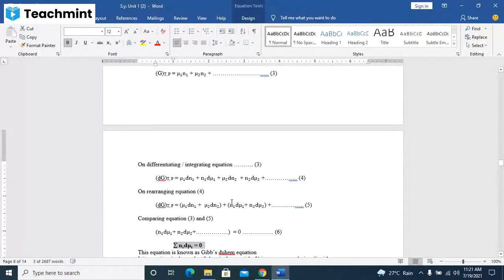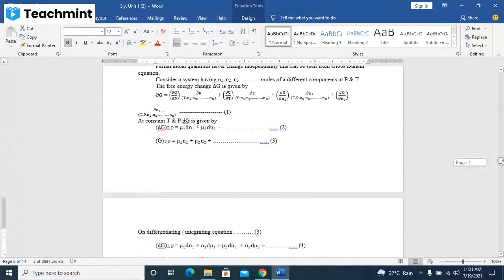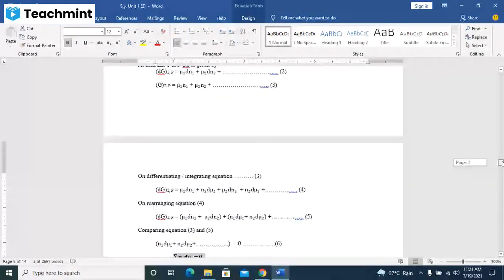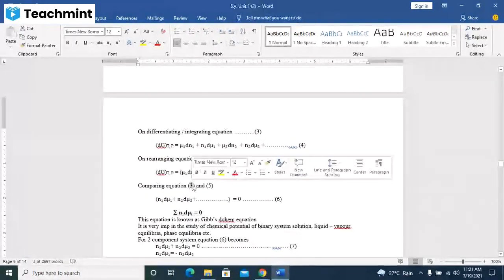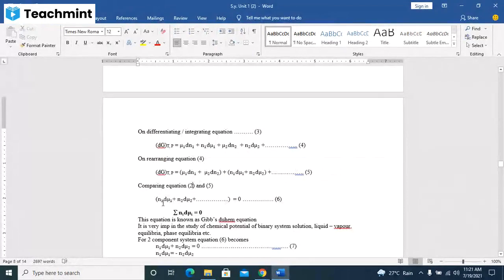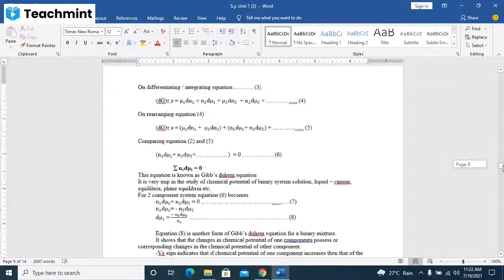Now you have to compare 3 and 5. After comparing 3 and 5, you can see the similar terms will get cancelled. Then compare with equation number 2. Comparing equations 2 and 5 you will get N1 d mu1 plus N2 d mu2 plus so on equals 0. That is, summation Ni d mu i equals 0. This equation is known as the Gibbs-Duhem equation.